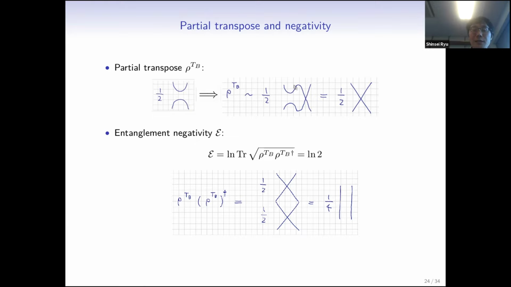And once again, these lines, you can straighten them up to get this new diagram. And this diagram is actually this diagram. So that's what you get after partial transpose. And then to compute the entanglement negativity, we have to compute the norm of this partially transposed density matrix. By equation, it's this quantity.